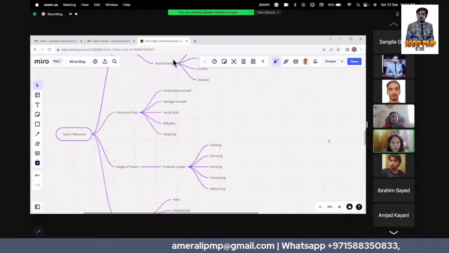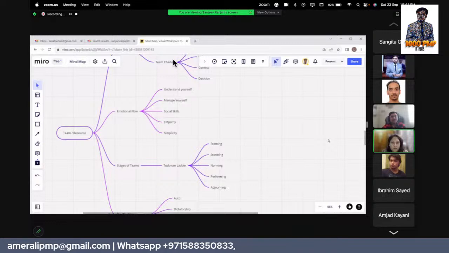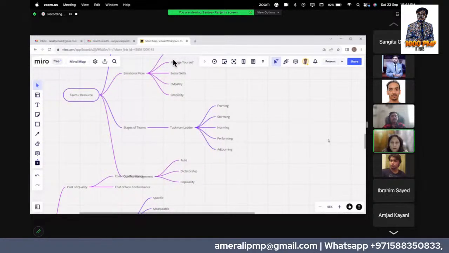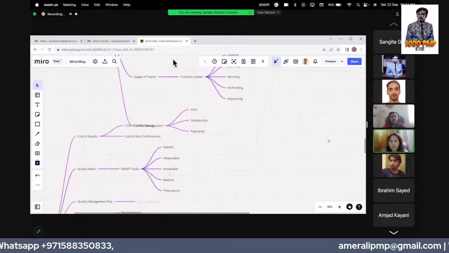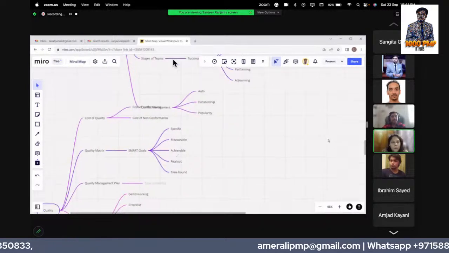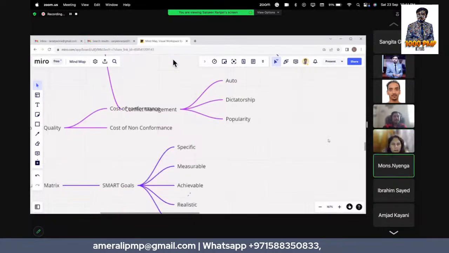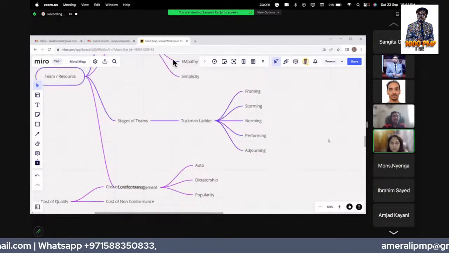We have emotional flow: understand yourself, manage yourself, social skills, empathy, and simplicity. We have stages of team, which is very important. Tuckman ladder, where you know where your team is and how they are performing. Forming, storming, norming, performing, and adjourning, which is the completion of normally project works. Adjourning. Yeah, adjourning.